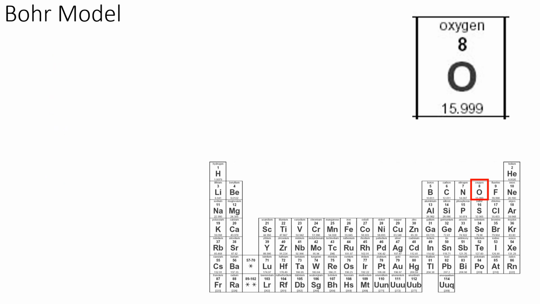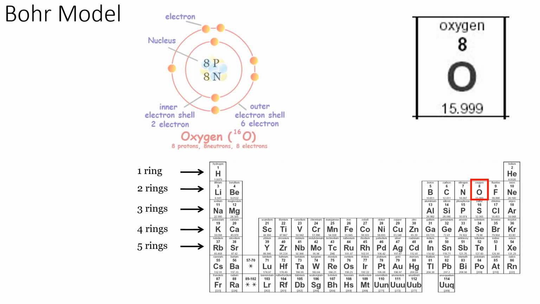All right, so we're going to take a look at the Bohr model for oxygen. So oxygen is in group 6A, or group 16, and it is in period 2. So what that tells us is that this element is going to have 6 electrons in its outermost shell, and will have two shells.